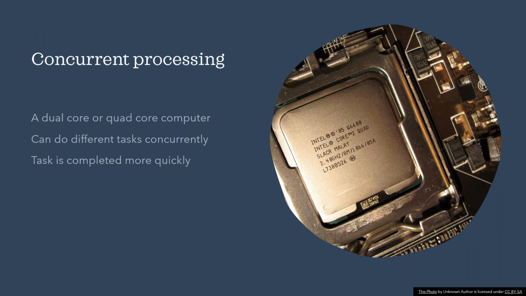Concurrent processing is quite common in modern computers. In a dual core or quad core computer, there are several processors linked together, and that means that the computer can do several different tasks concurrently, and that means that the work of the computer gets completed in less time.